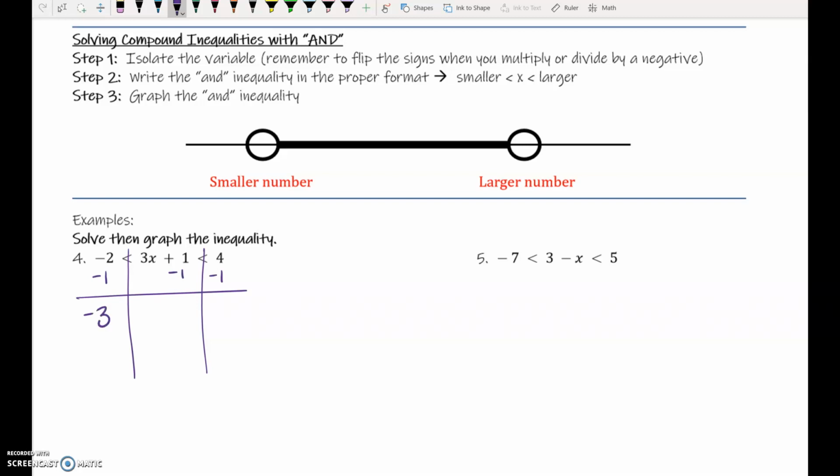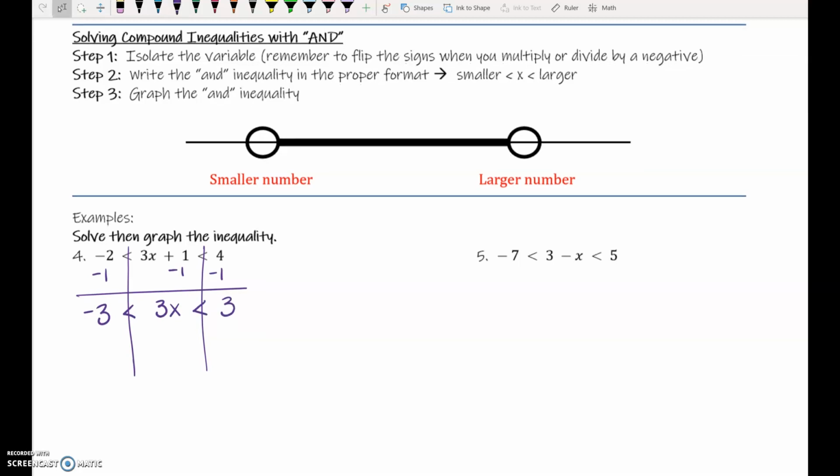So -3 less than 3x less than 3. Well, this one's going to be easy. Next step, divide. We are dividing by a positive, so we don't flip the signs. -1 is less than x is less than 1.